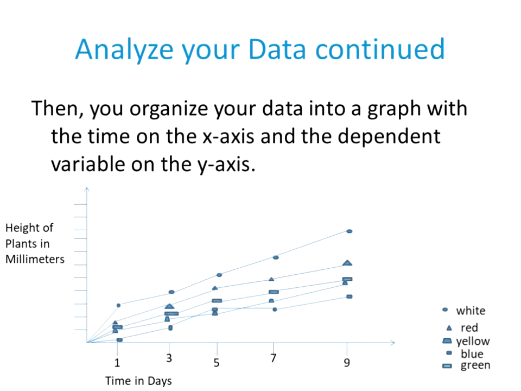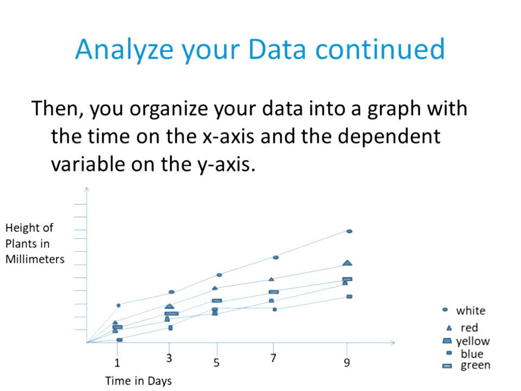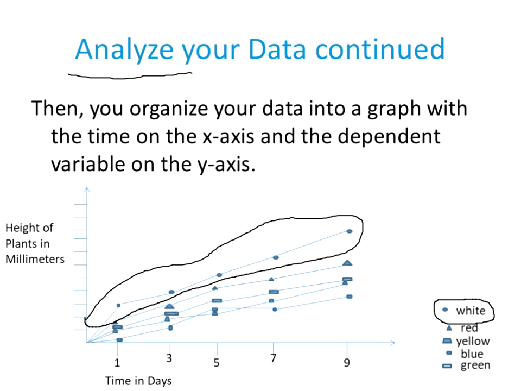So when we analyze our data, you can put it in a data table, like here, or a graph. And the graph sometimes is even better because you can see easily here, here's the white light graph line. And you can see that one grew the most, and blue grew the least. So that's a good way to analyze it as well.